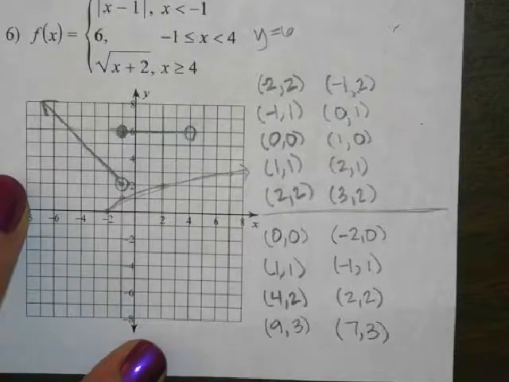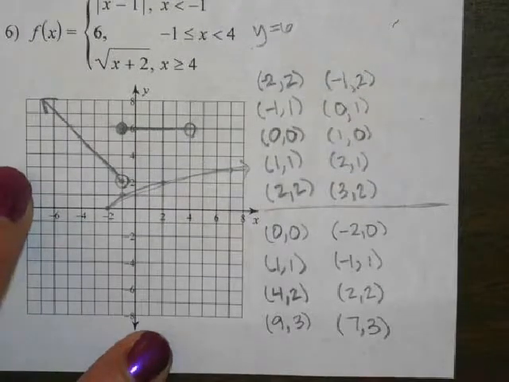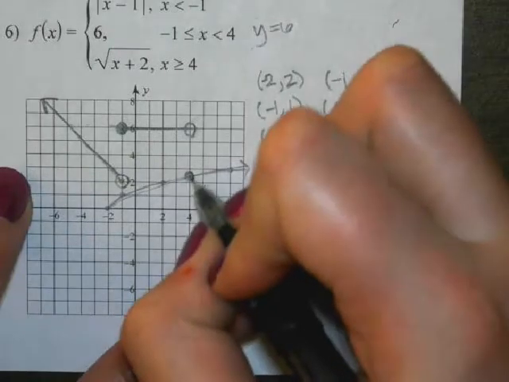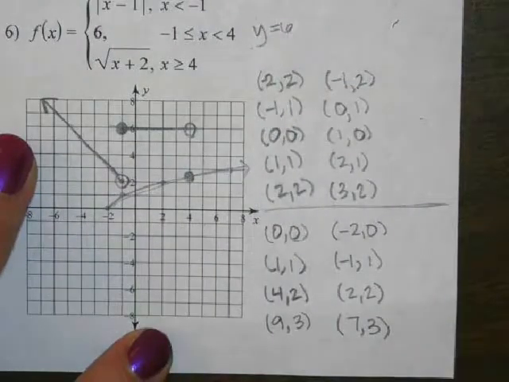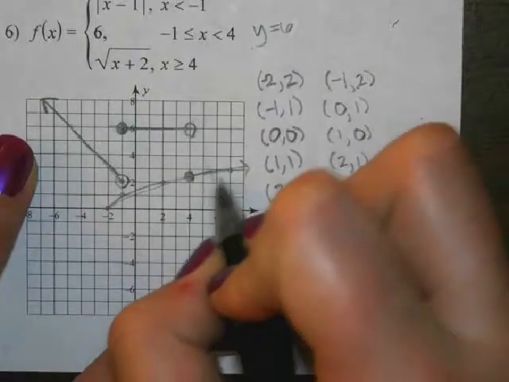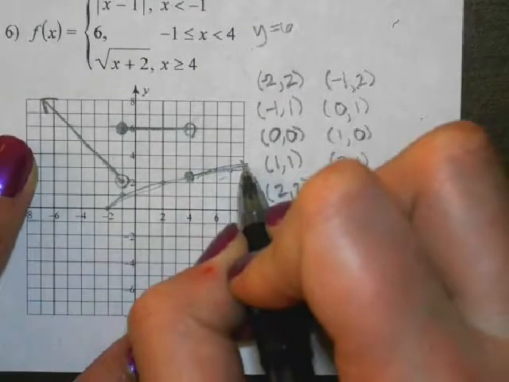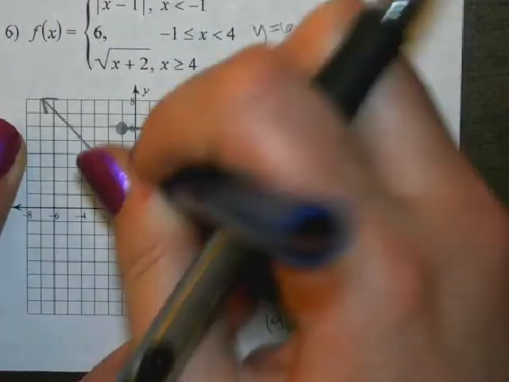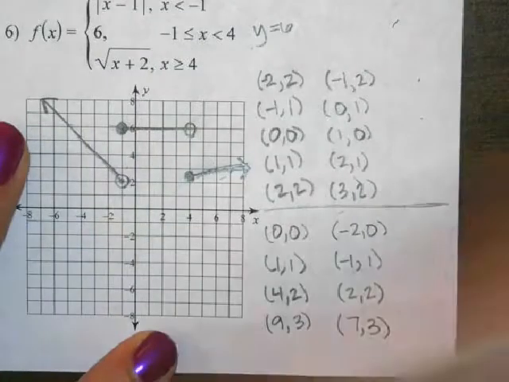And what is it asking us to keep? 4. So keep the 4, fill it in, and go to the right. To the right. All right.